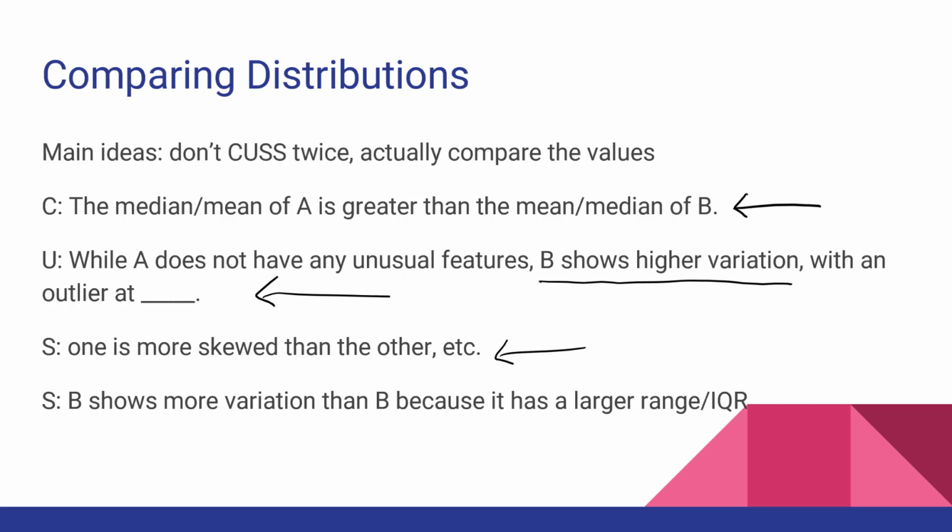Now for spread. You have to say something along the lines of, after you pick your measure of spread, so IQR or range, if one of them has a greater spread than the other, then you say, for example, group B has a greater spread, and therefore it shows more variation. And you always have to give the numbers. So you would take the IQR of B, so the IQR of B is 7, which is larger than the IQR of group A, which is 3 or something like that.